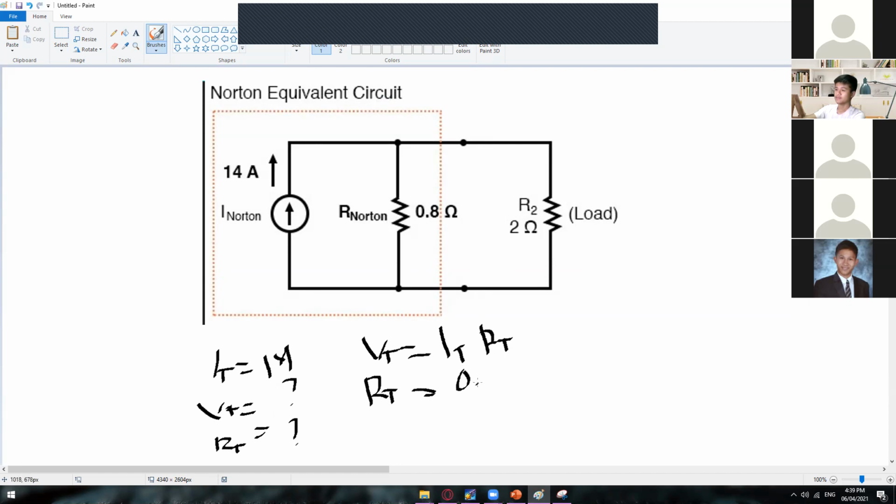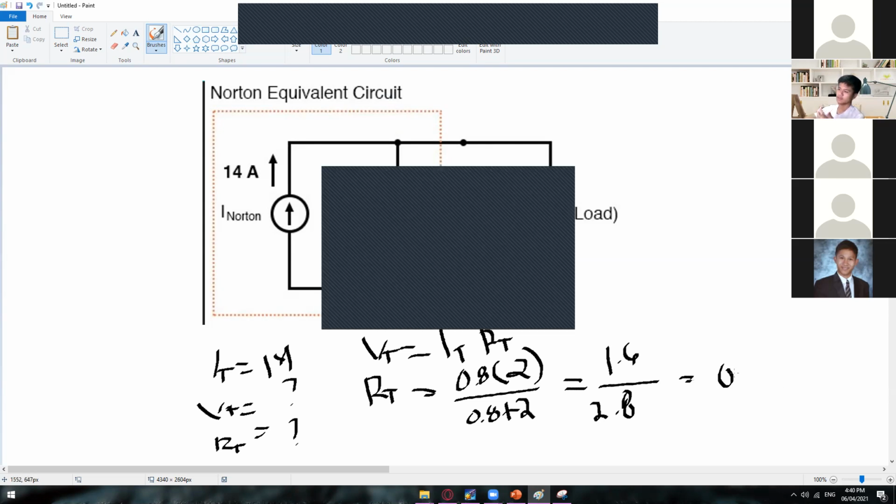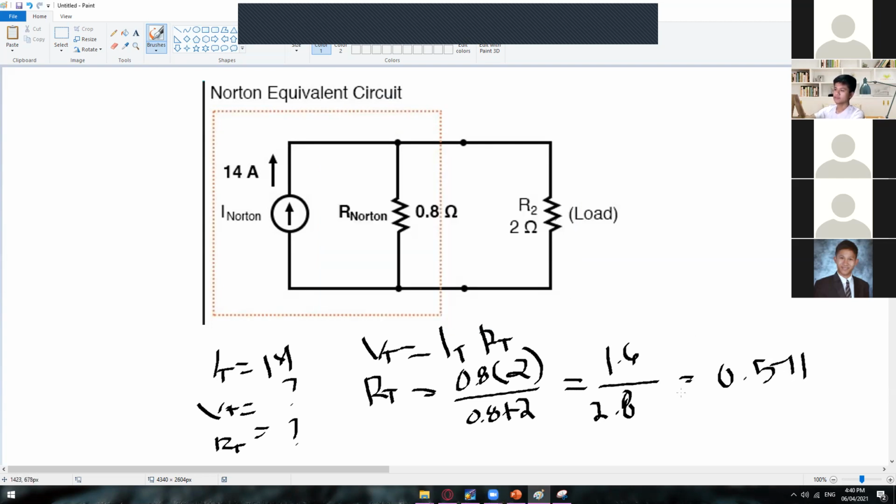R total right here is actually super easy. They are in parallel, so just multiply 0.8 times 2 ohms divided by 0.8 plus 2. From here, you will get 1.6 divided by 2.8. So we will get 0.571. All right, so we already have the total resistance.